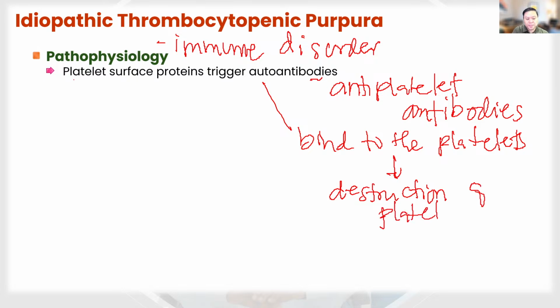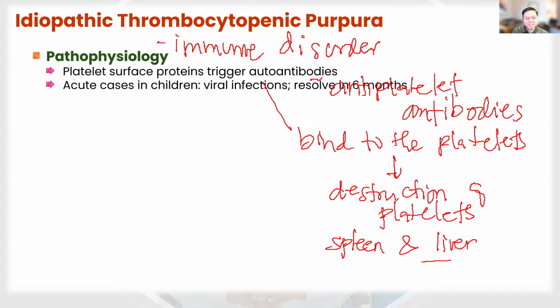Guys, we're talking about the ITP this time. The destruction will occur primarily in the spleen and liver. So these are the specific sites where the platelets are going to be attacked. Okay, so the platelet surface proteins will trigger the autoantibodies, which will then bind to the platelets and cause their destruction.